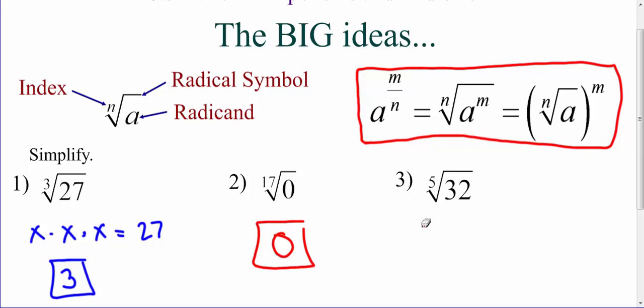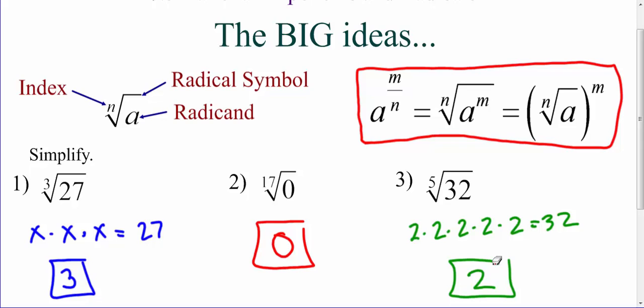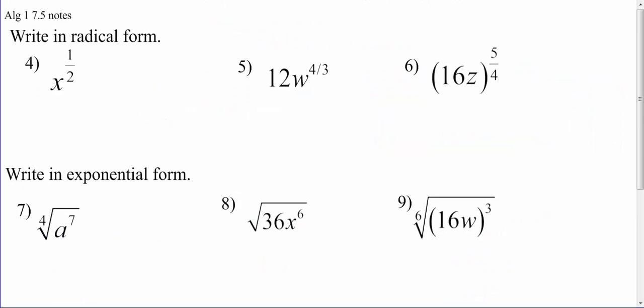So what that's saying is 2 times 2 times 2 times 2 times 2 equals 32. You could check that out yourself, count it on your fingers, try it on your calculator, whichever method you want to use, and you would find that 2 times itself 5 times is exactly 32.